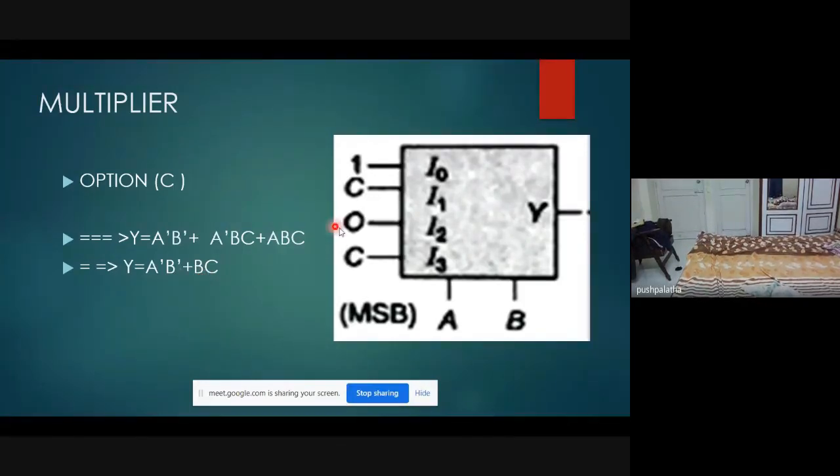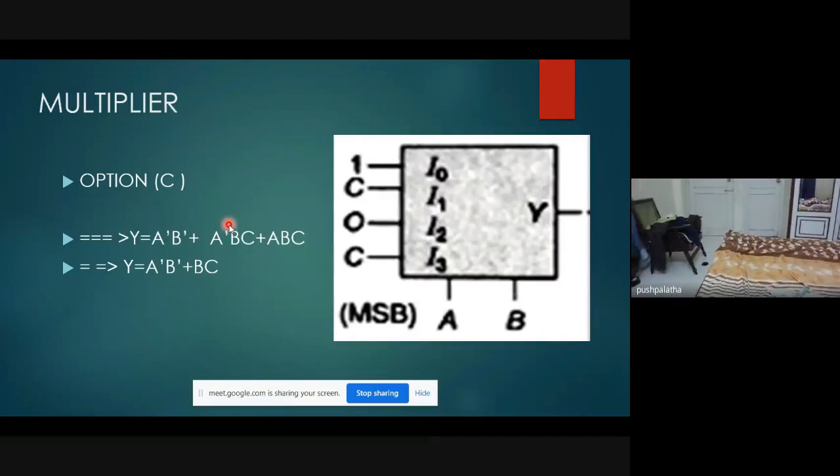So if you have 0, you neglect it. Otherwise, you just connect as it is. When I go for 0, 0, it is connecting I naught, which is 1. So C value no need to write, which is A bar B bar only. Plus when 0, 1, I am connecting with I1, which is A bar BC. Clear? And when I'm going for 1, 1, which is ABC. So the answer is your option C, which is A bar B bar plus BC. Clear? So these are all simple questions. They have asked for 1 mark actually.